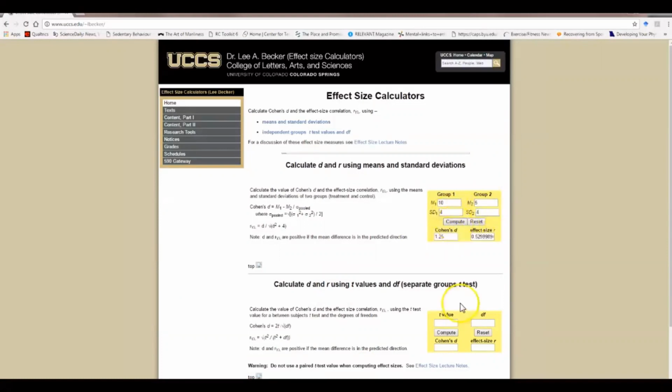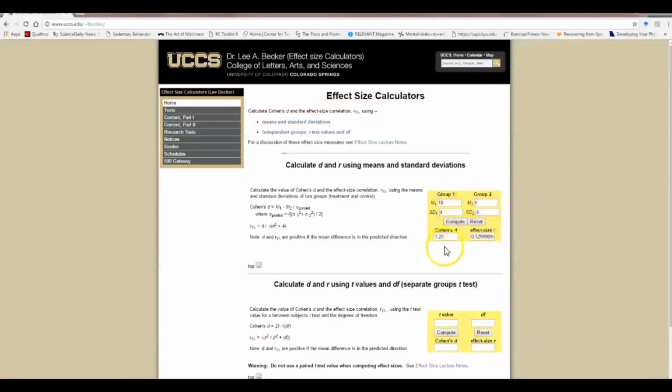Hit compute, and there you go. We get our Cohen's d, so our effect size estimate. This is a correlation effect size estimate. It's a little bit different, and typically you have to square this. For interpretation's sake, you would square it to get r squared, so the amount of variance that is explained by which group the person was assigned to.